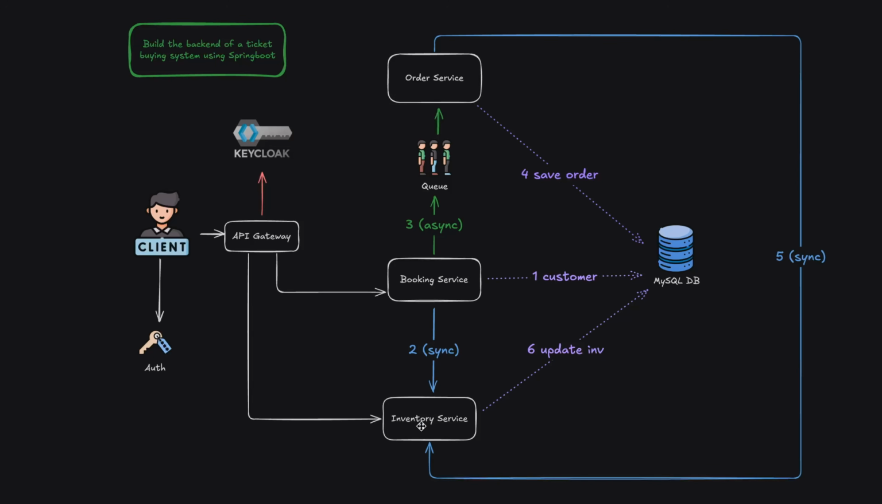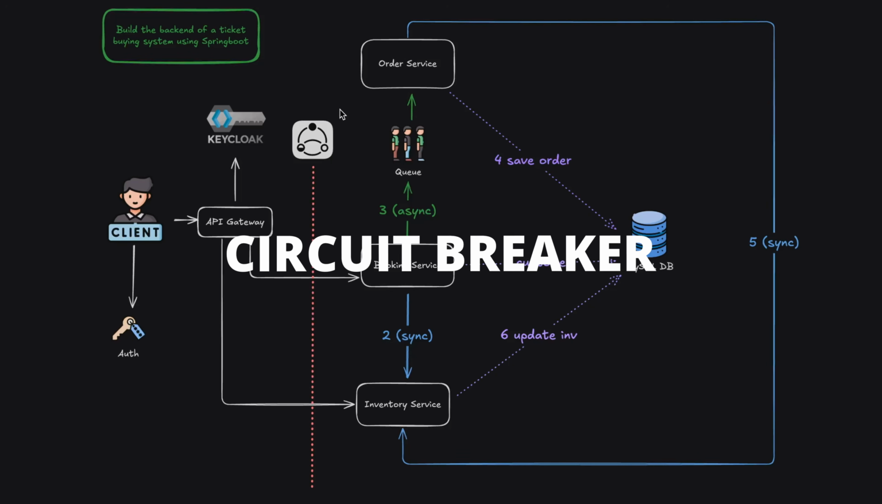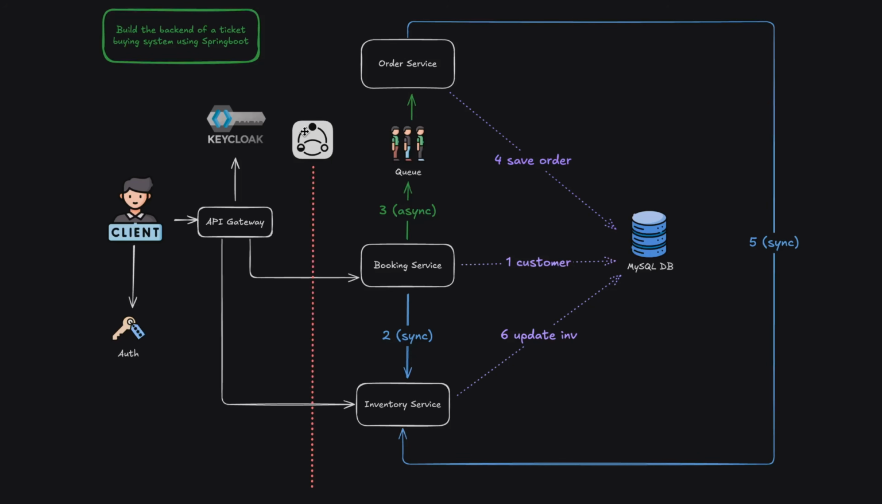Same thing goes for inventory service. Or something similar could even happen in this request here, the request number 5. Order service could be calling inventory service to update the inventory. But for some reason, inventory service could be down and it will simply be overloaded with requests. In this case, we can implement a pattern which is called the circuit breaker pattern. This is how it would look like. We are going to be using Resilience4j as the circuit breaker pattern implementation library.